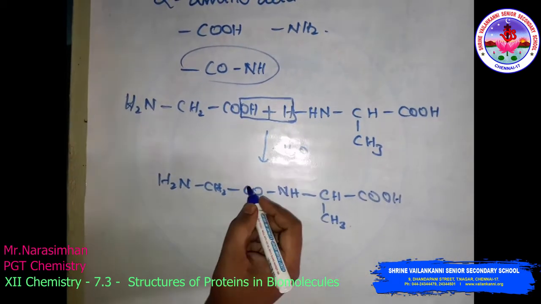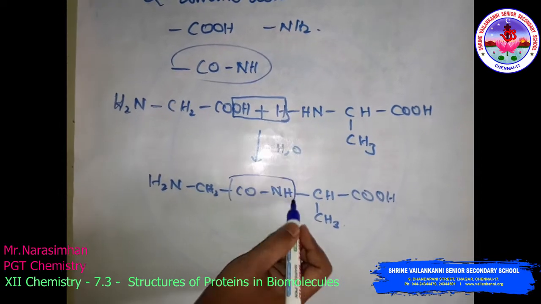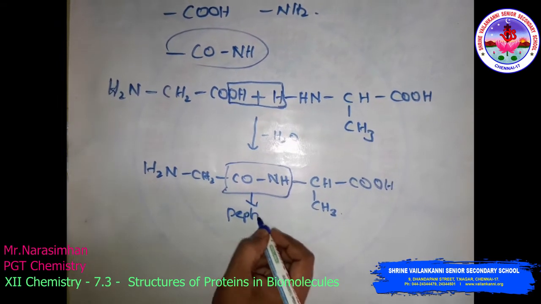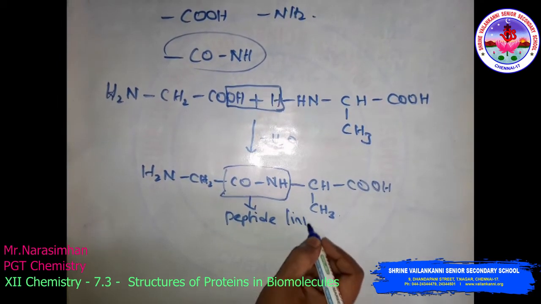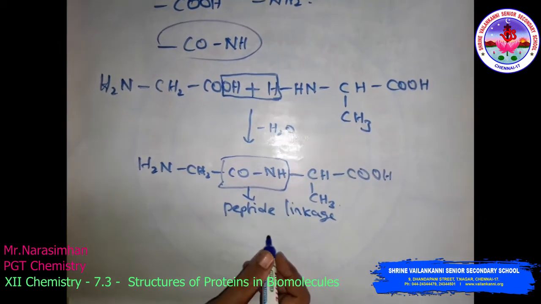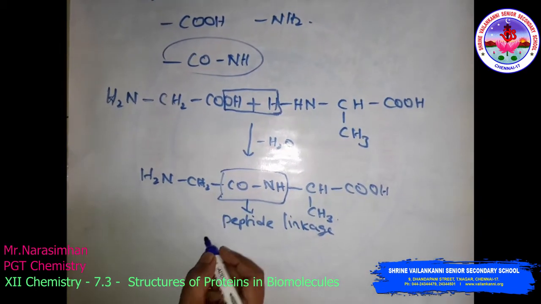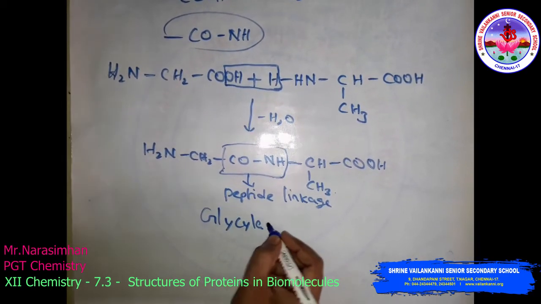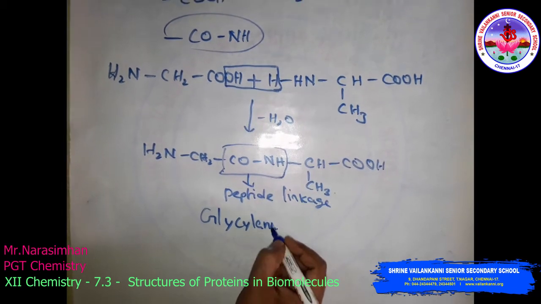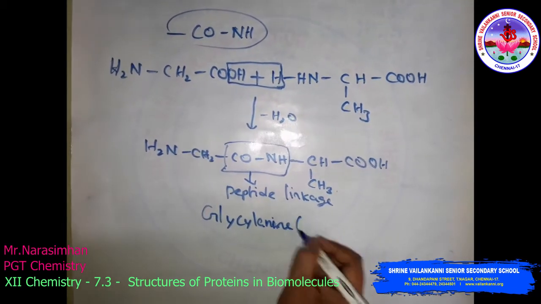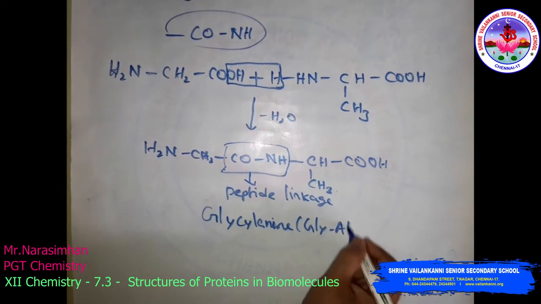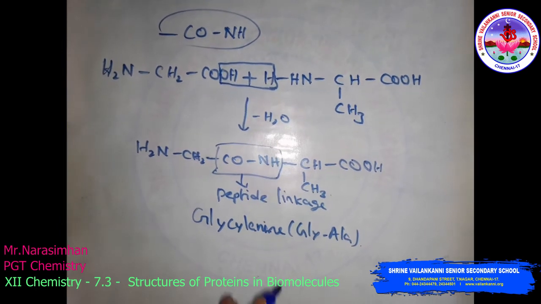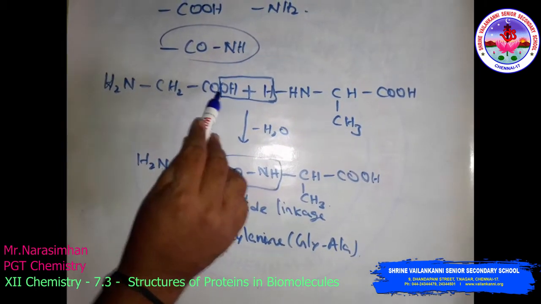So this linkage is called the peptide linkage, and the name of the compound is glycine alanine, or Gly-Ala. The three-letter symbol is Gly-Ala. This forms a dipeptide. It is a dipeptide because of two amino acids.